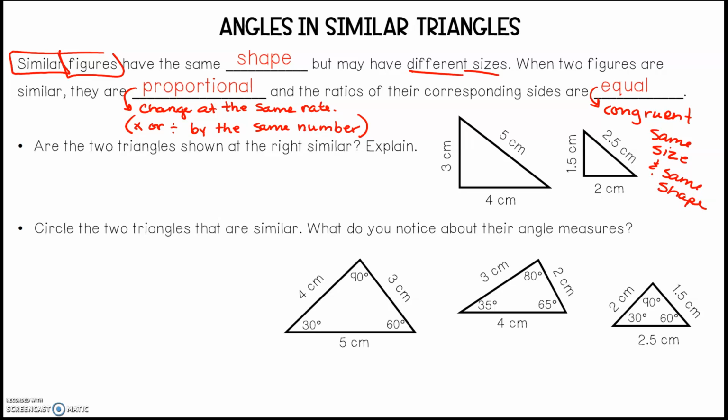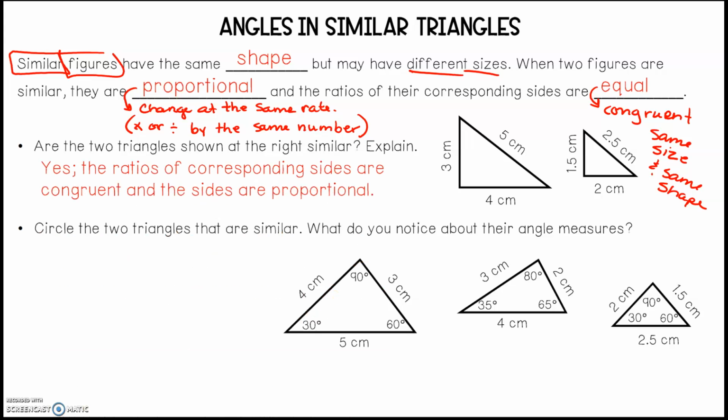Okay, so are the triangles shown at the right similar? Yes, they are, and it's because of corresponding sides. Remember, corresponding sides are the same parts of different figures. So the ratios of the corresponding sides, remember, ratios are fractions. Ratios of corresponding sides are congruent and sides are proportional. So I will show you how that works here.